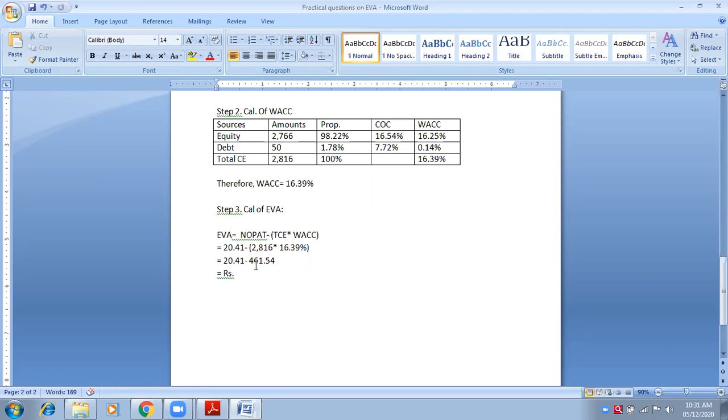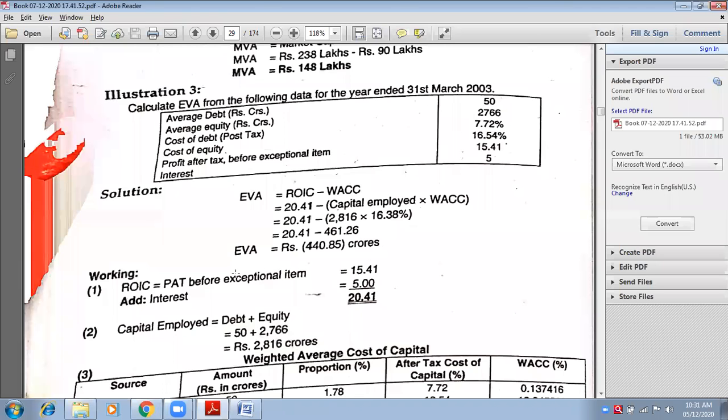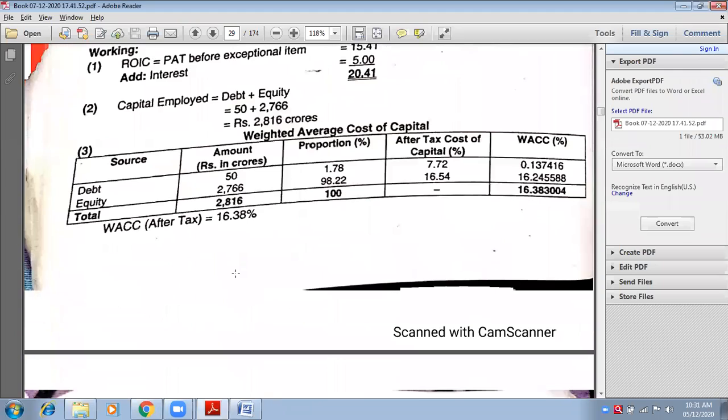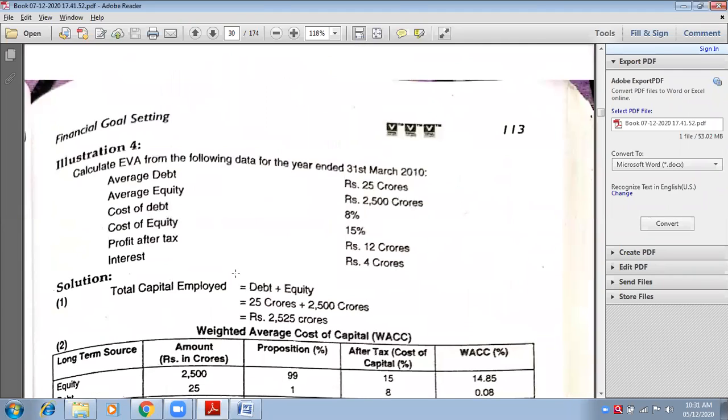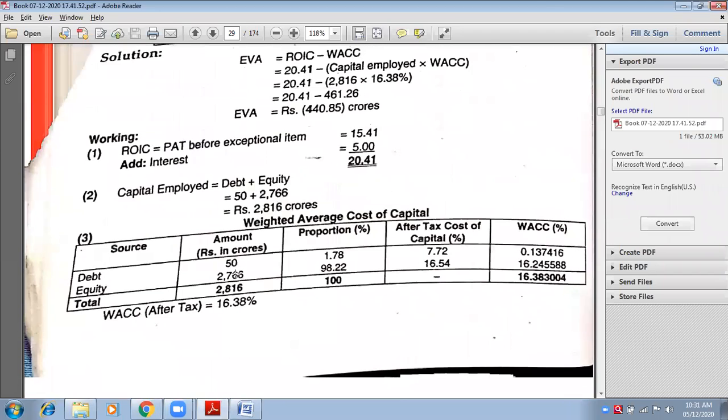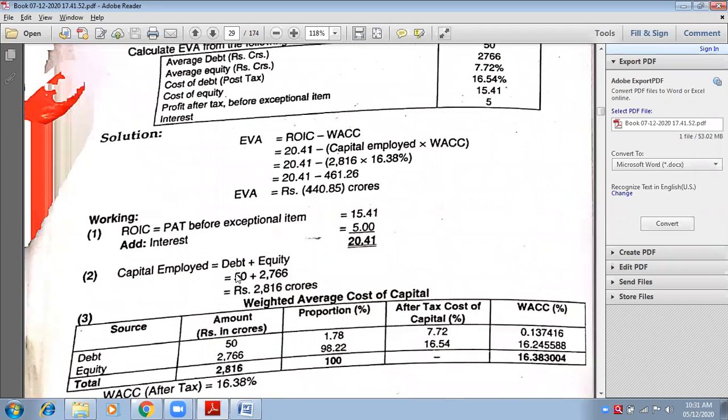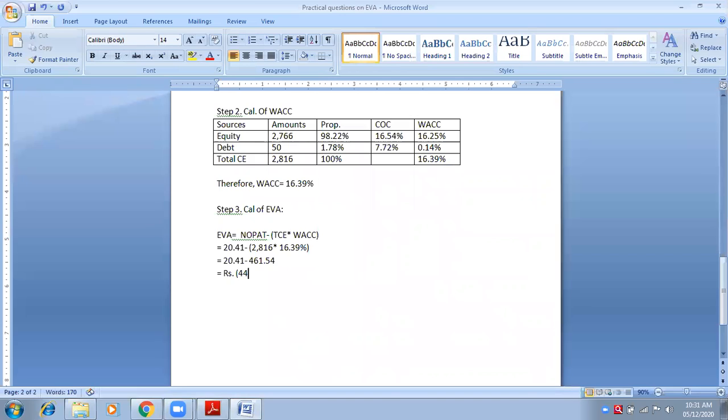461.54. Are you sure? Okay, so EVA will be negative. It will be negative EVA, no? The answer will be in negative form. How much is the answer? Negative 441.13. Is it correct? Has everybody got this answer?